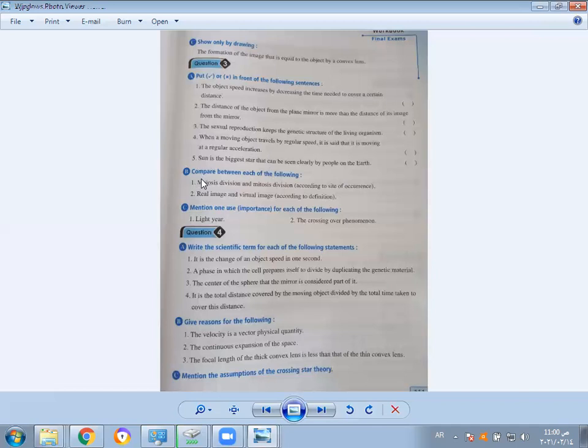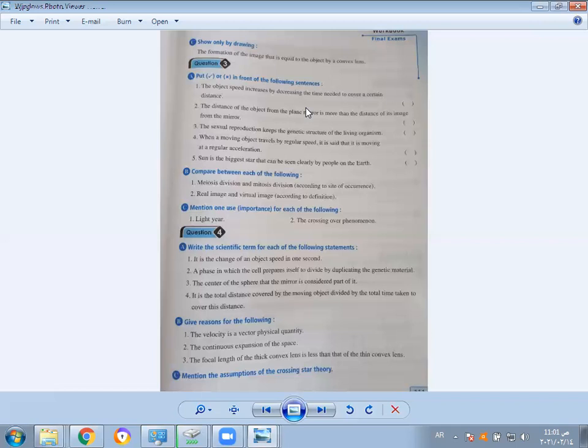B. Compare between each of the following. Meiosis division and mitosis division according to the site of occurrence. Meiosis takes place in reproductive cells, but mitosis takes place in somatic cells.